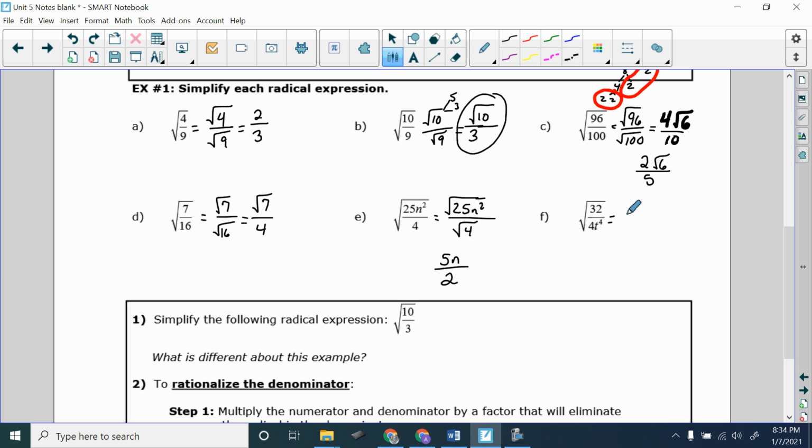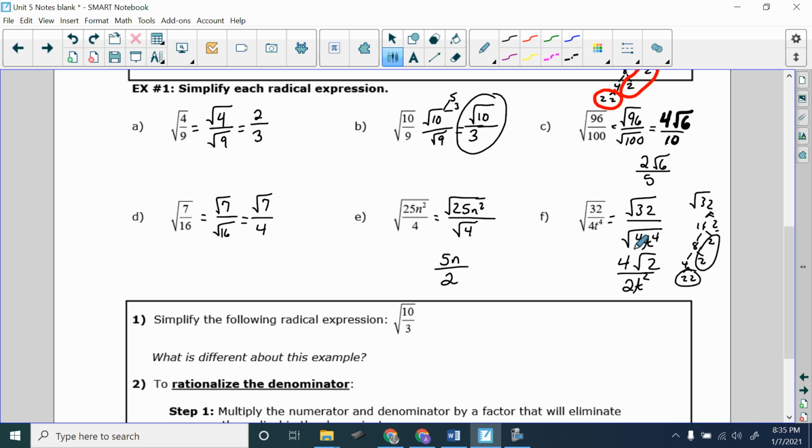And last, you guys try this one. Separate it. The bottom is a perfect square. 4 is a perfect square. T to the 4th is a perfect square. However, the top does simplify. So the square root of 32, I'm going to break that down: 2, 2, 2, 2 and 2. A pair of 2's comes out, another pair of 2's comes out, so that's 4, and then the square root of 2.